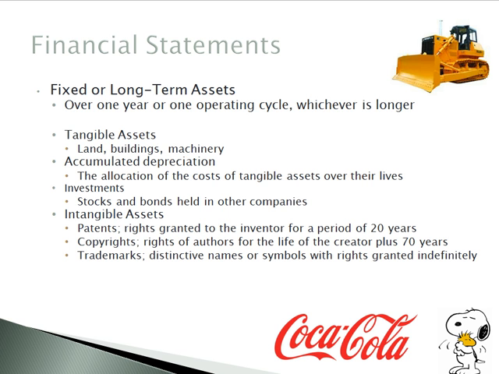Intangible assets are things such as patents, copyrights, and trademarks. A patent is granted to the inventor of a product for a period of 20 years, and it means that the inventor has exclusive rights to that product. A copyright is the rights to a work produced by an author for the life of that author plus 70 years after the author passes away. A trademark is a distinctive name or symbol, and these trademarks never expire.